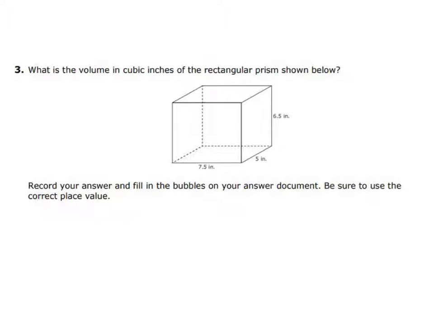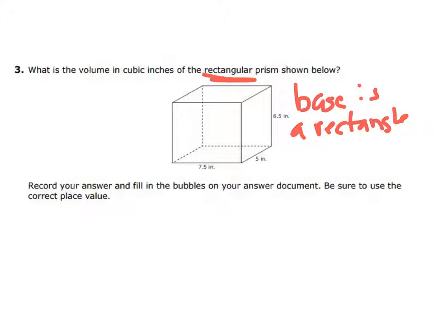Number 3 is when we actually start finding some calculations. So what is the volume in cubic inches of the rectangular prism shown below? Now rectangular tells me that the shape of my base is a rectangle. That's important to know because to find the area of a rectangle, we know that area is equal to base times height.